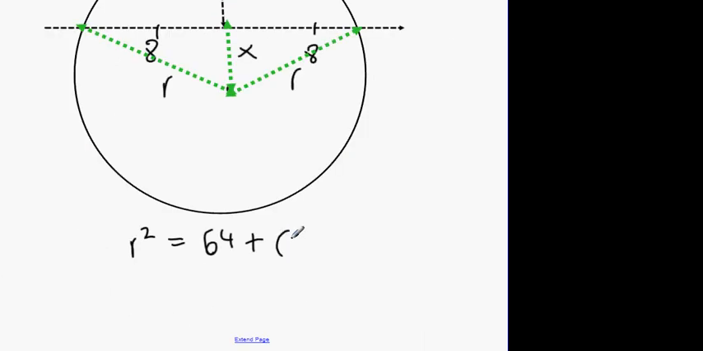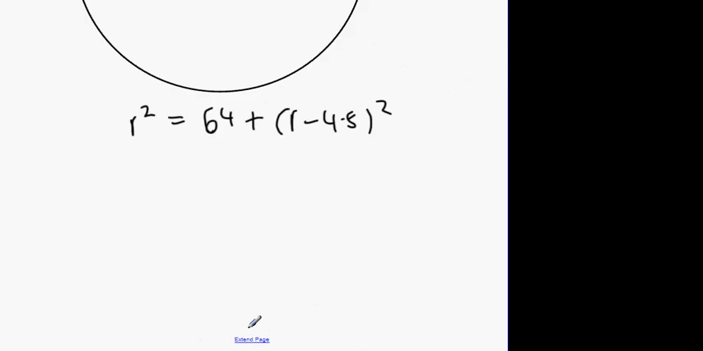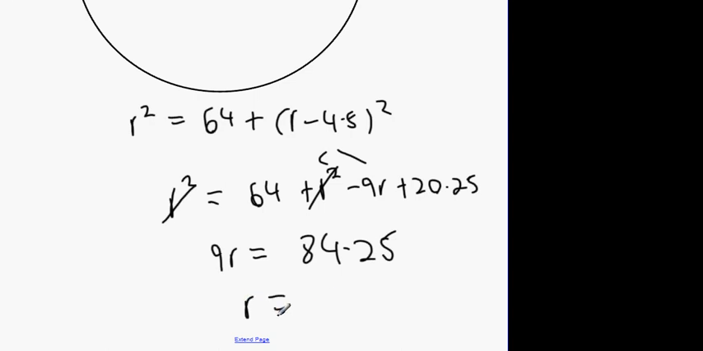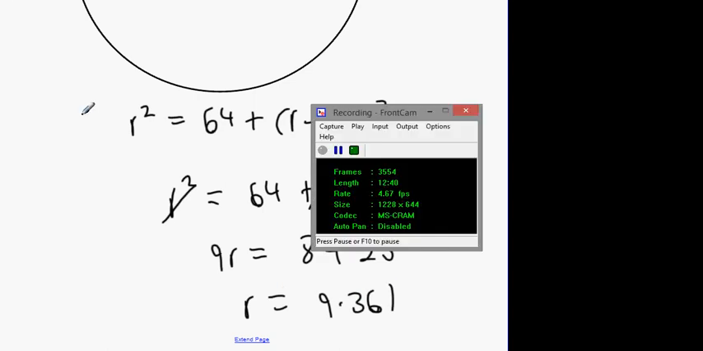If somebody gets me what 4.5 squared is, that'd be awesome. 20.25. So r squared equals 64 plus r squared minus 9r plus 20.25. Bring the 9r over to your side, the r squares cancel. 9r equals 84.25. 84.25 divided by 9 is 9.361. Yeah!